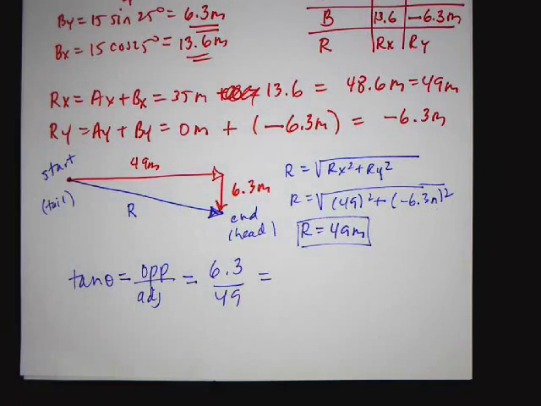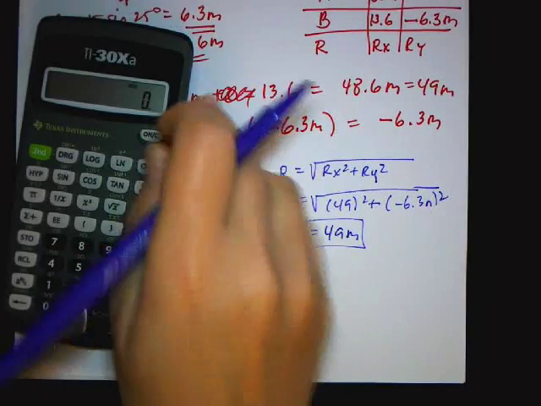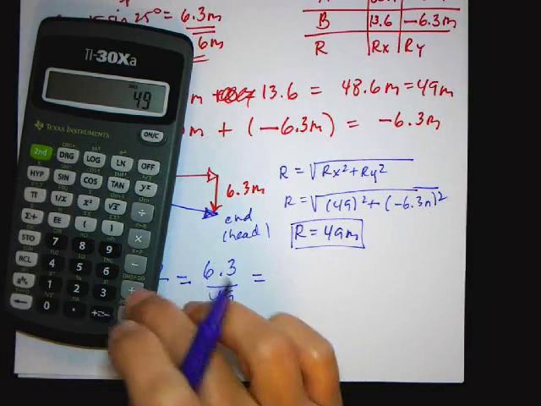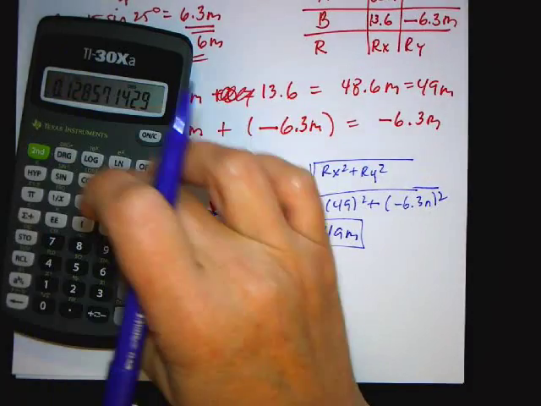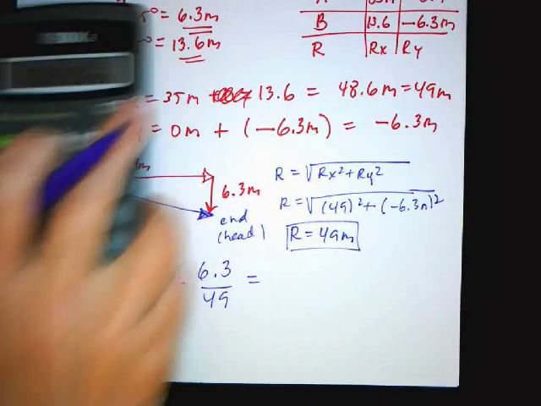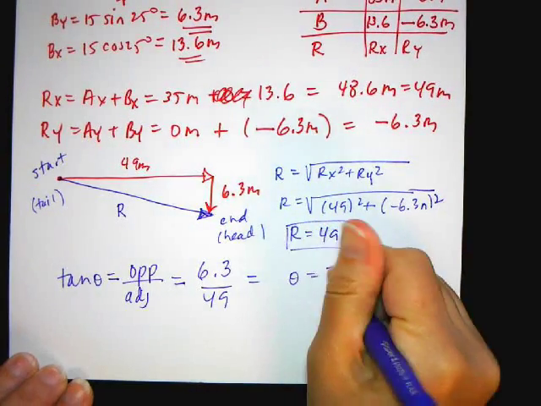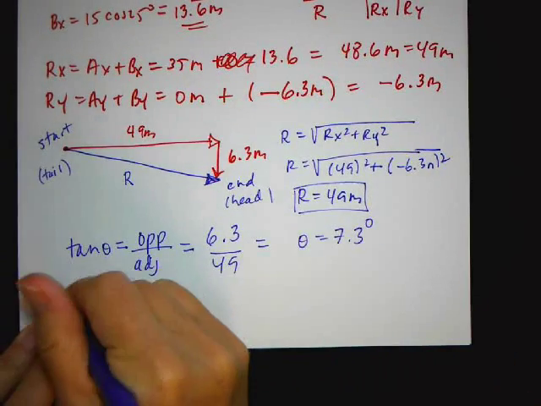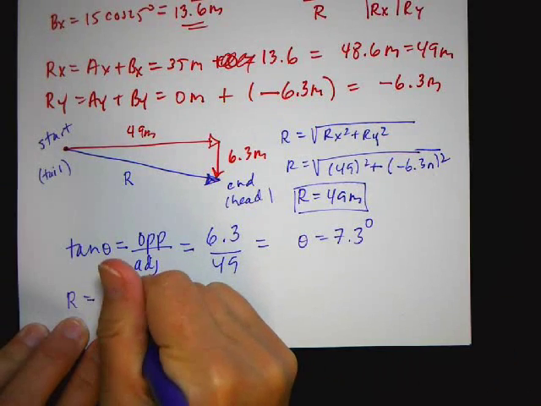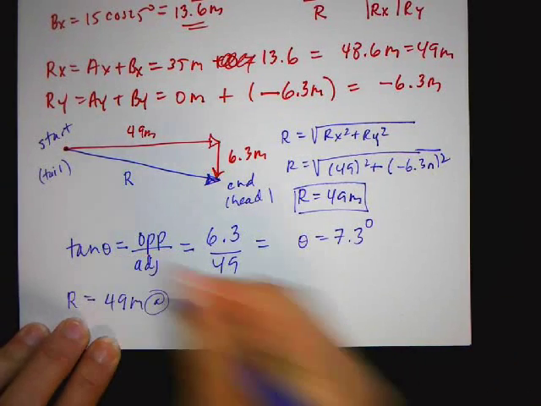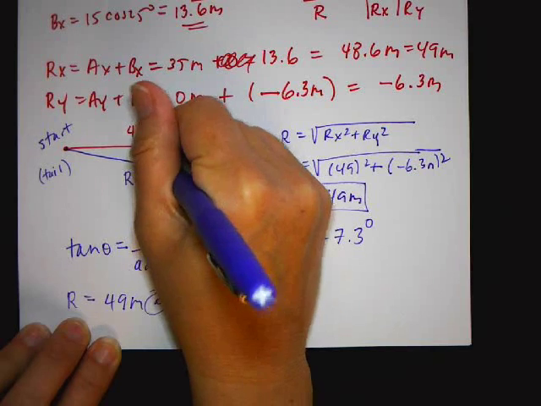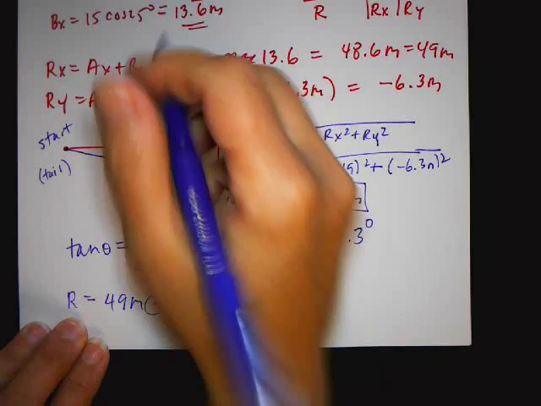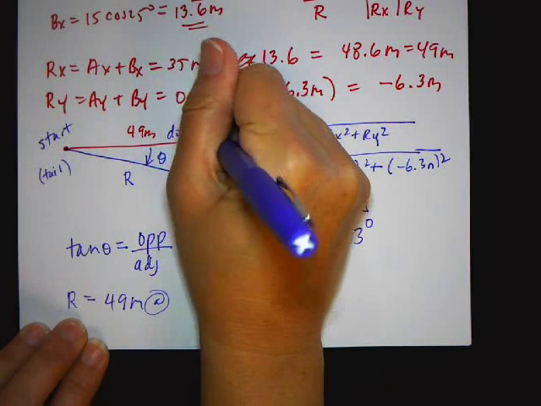So my final answer, R, is going to be 49 meters at, now this is the angle I measured here, theta, so that's 7.3. How do I say this? They don't tell me north, south, east, west. Well, this is called downfield, and this was called across. Those were my directions. So I'm going to say at 7.3 degrees to the right of downfield. And that's it.